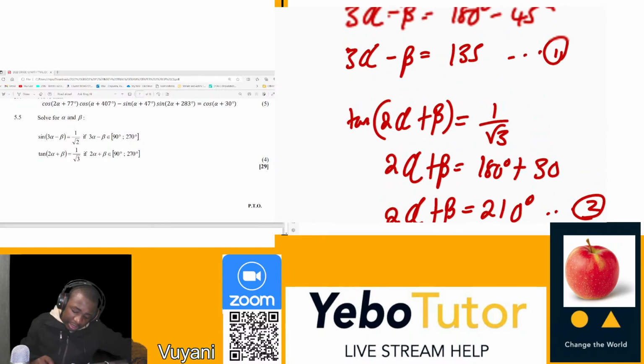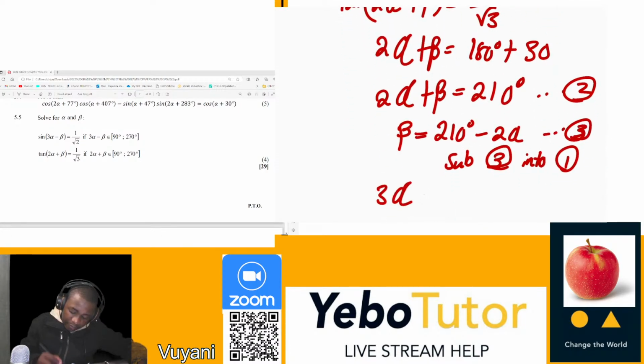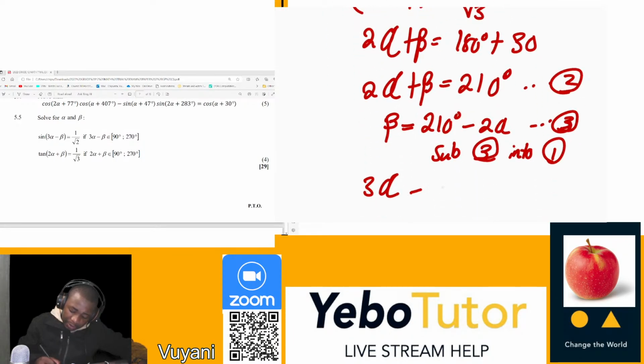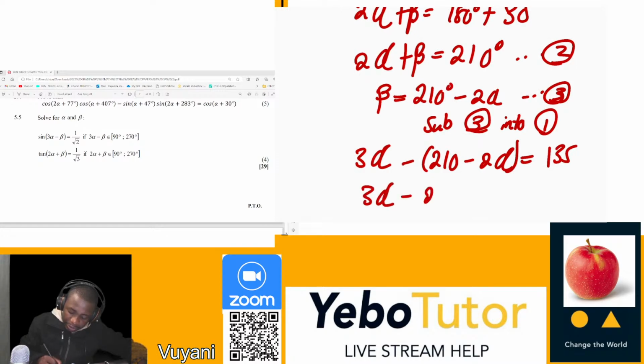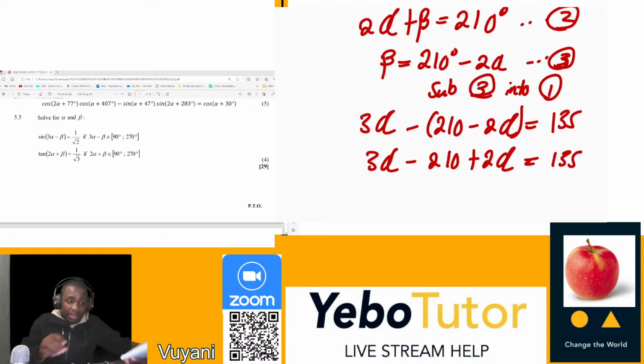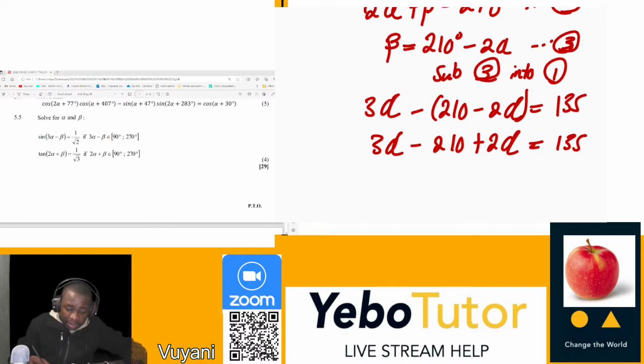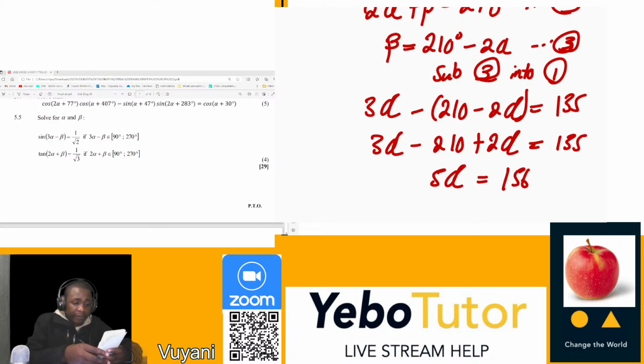Then we substitute 3 into 1. When we substitute equation 3 into equation 1, that will be 3 alpha minus, what is our beta? Our beta is 210 minus 2 alpha, equal to 135. Then 3 alpha minus 210 plus 2 alpha equal to 135. Then 135 plus 210, then we have 156. Then on this other side, we have 5 alpha equal to 156. Then we try to divide that by 5.